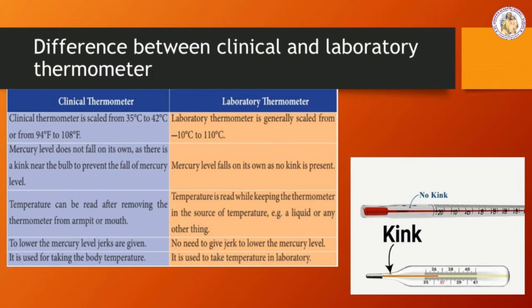In clinical thermometer, temperature can be read after removing the thermometer from armpit or mouth. In laboratory thermometer, temperature is read while keeping the thermometer in the source of temperature, for example, a liquid or any other thing. To lower the mercury level, jerks are given in clinical thermometers. But in laboratory thermometer, no need to give jerks to lower the mercury level. Clinical thermometer is used for taking the body temperature, and the laboratory thermometer is used to take temperature in laboratory.